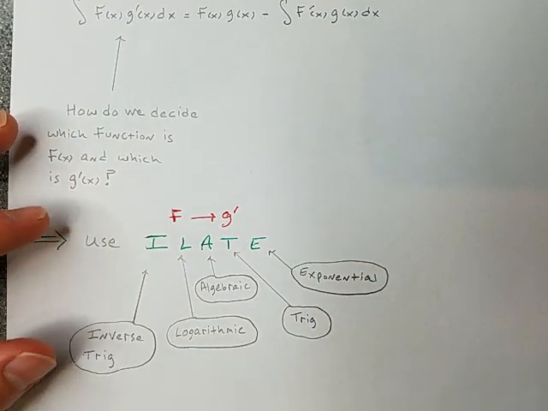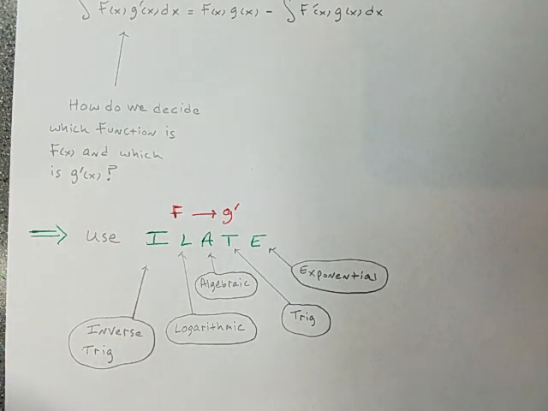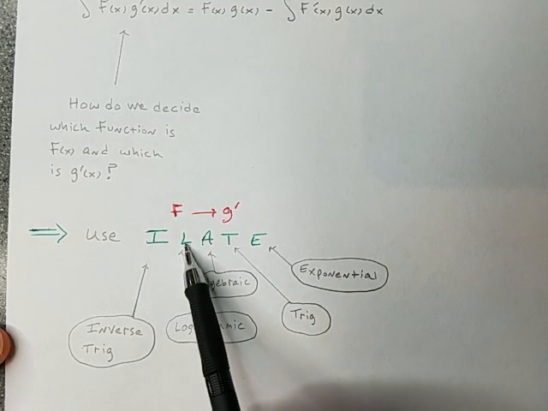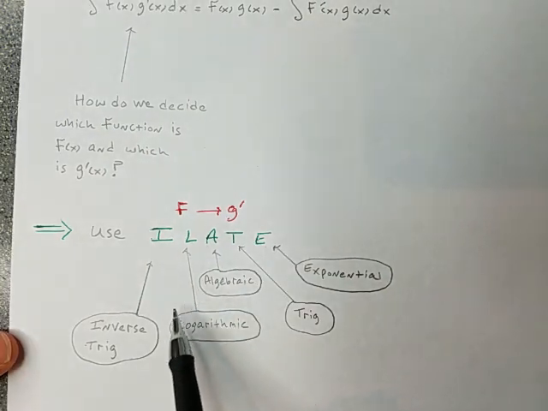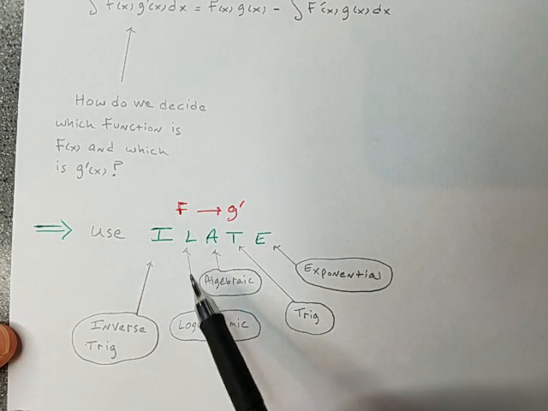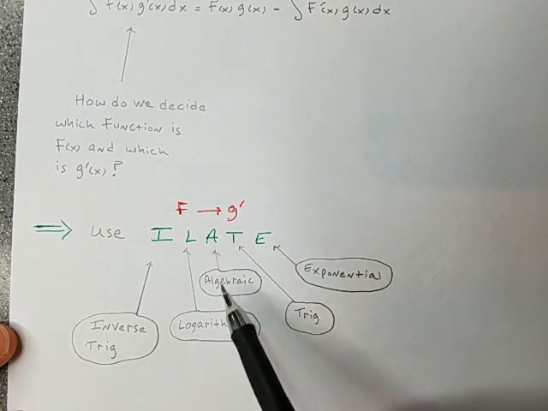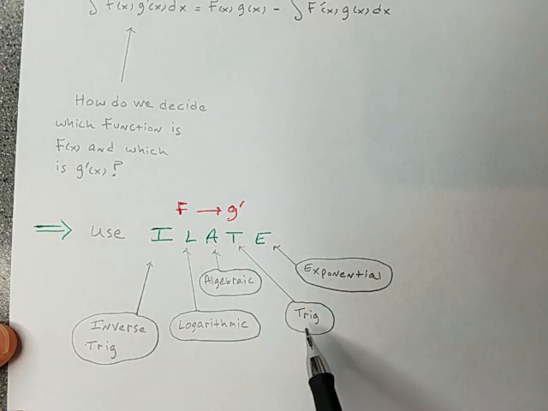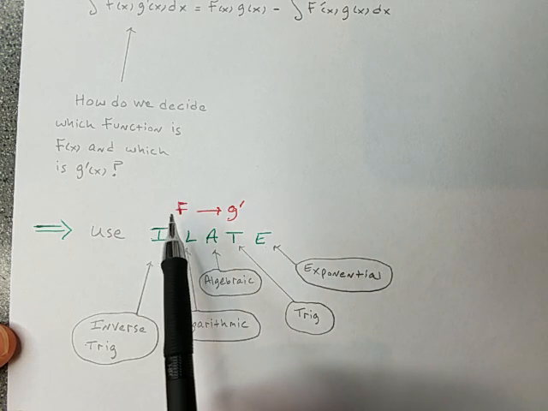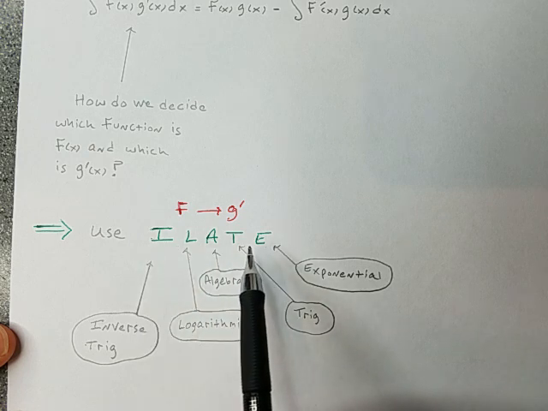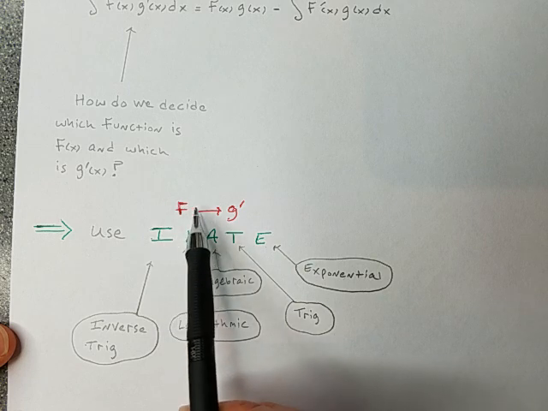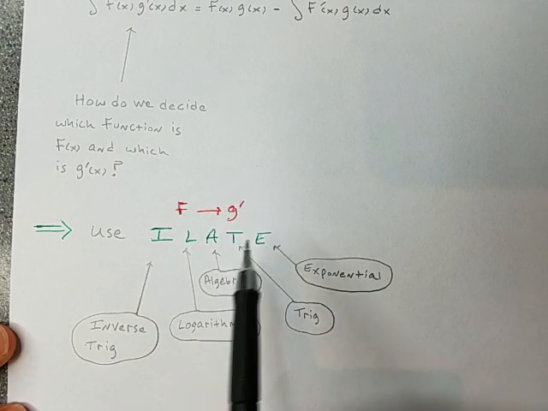So here's probably the most common way people do it. They use this thing called ILATE. And here's how that works. Every letter in this acronym stands for a type of function. I stands for inverse trig functions. L stands for a logarithmic function. A stands for an algebraic function. T stands for trig. E stands for exponential function. As you decide which kinds of functions you have, you read this left to right, and the first kind of function you come to that you have is f, and the second is g prime.